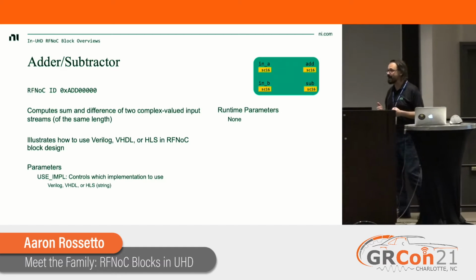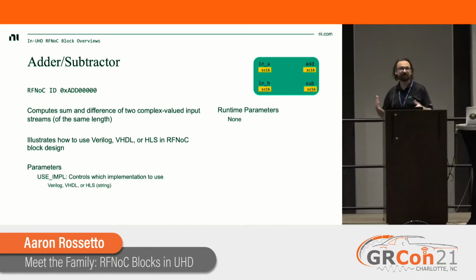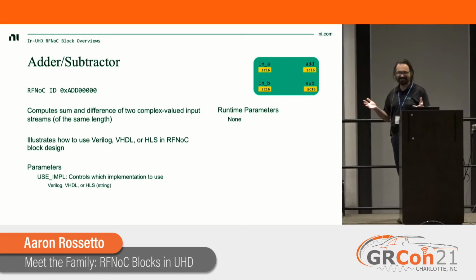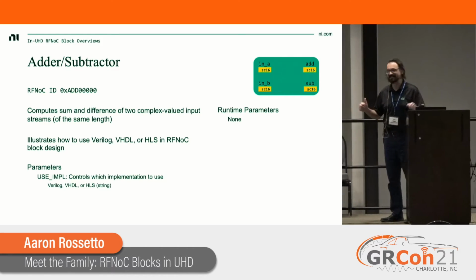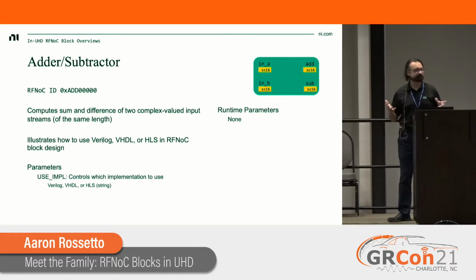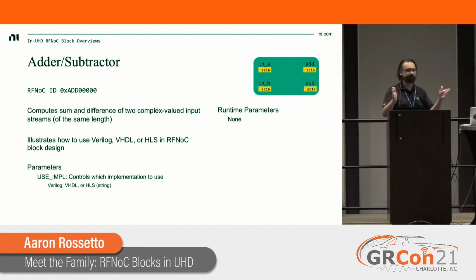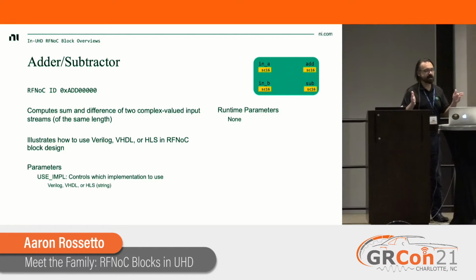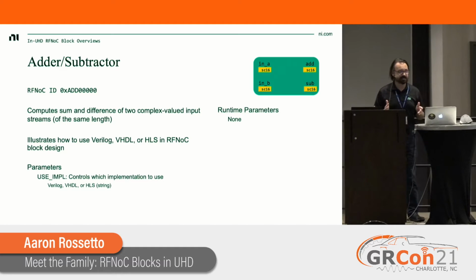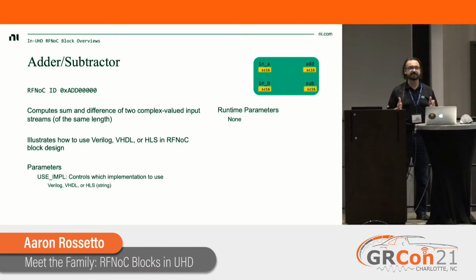Okay, now onto the blocks, beginning with the mathematical computation. The first one is the adder-subtractor block, which has an RFNoC ID of hex ADD and a bunch of zeros. Get it? Because it adds. This block, pretty simply, takes two input streams of signed 16-bit complex data and then produces the sum and difference of each sample at its output.